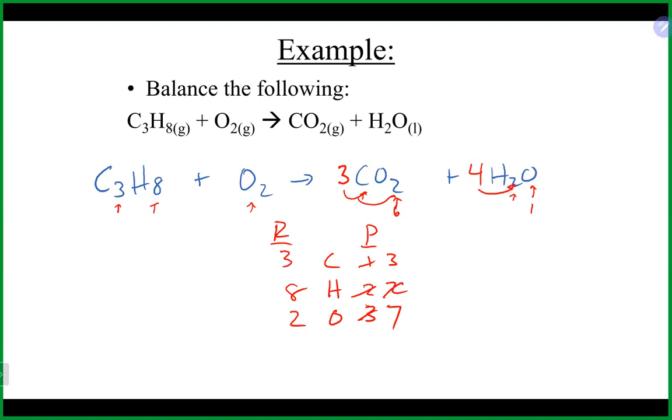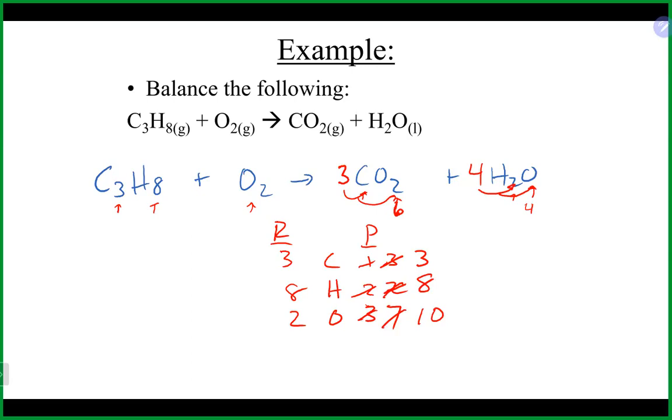And again, this is going to get distributed to everybody behind it. And that's going to give me still 3 carbons. 4 times 2 is 8 hydrogens. Now in terms of the oxygen, I still got 6 here. And now I have 4 over here, which gives me 10 at this point.